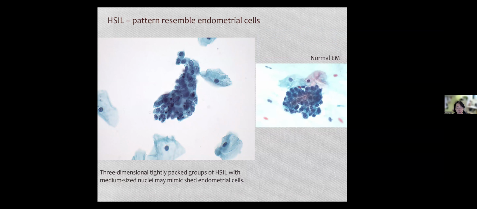Another mimicker is endometrial cells. Sometimes the HSIL nuclei can be small, not very large, so they can mimic normal endometrial cells. But you have to look at the other cells around and at the nuclear features. It's a very irregular nuclear contour with coarse chromatin, and those help you. On the right-hand side, those are normal endometrial cells.